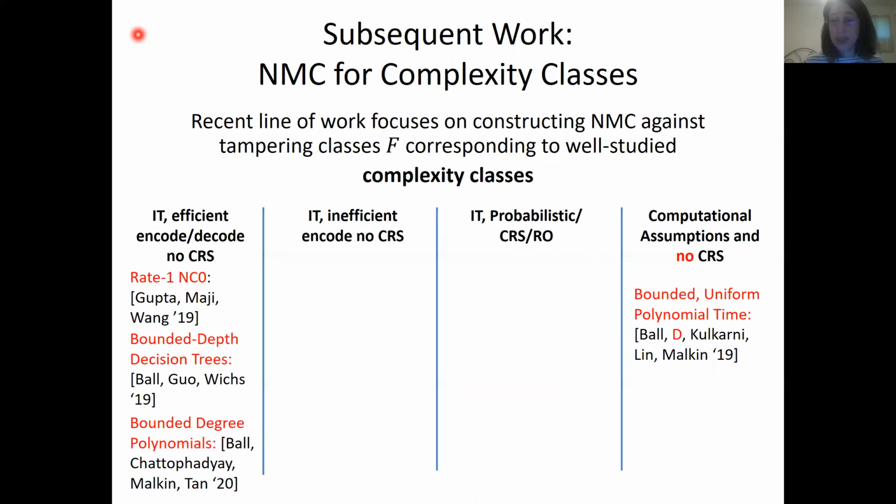I also want to mention some of the subsequent work to our work, which continued on this path. In the optimal setting of information theoretic and standard model, it was shown how to get rate 1 non-malleable codes for NC0, non-malleable codes for bounded depth decision trees, and bounded degree polynomials. And on the other spectrum, where we require computational assumptions, although no CRS, together with co-authors, we showed how to get non-malleable codes for bounded uniform polynomial time tampering.